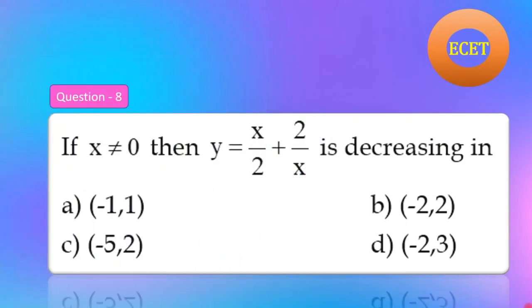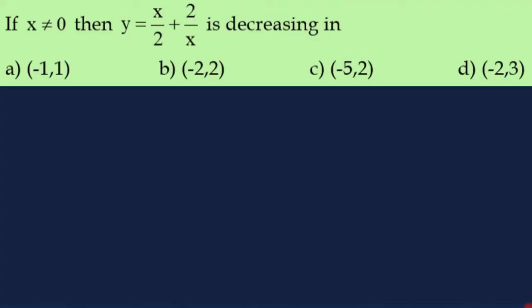Dear students, see the question number 8. Read the question and write it. The question is, if x not equal to 0, then y is equal to x by 2 plus 2 by x is decreasing in. Options are interval minus 1, 1, minus 2, 2, minus 5, 2, minus 2, 3. Let us find this.